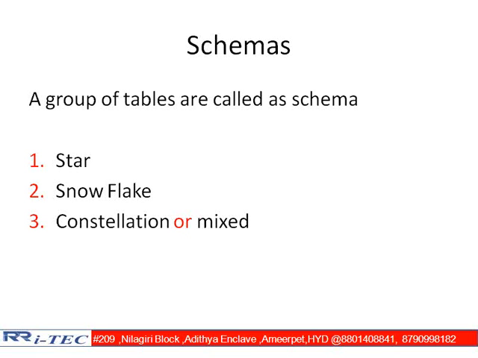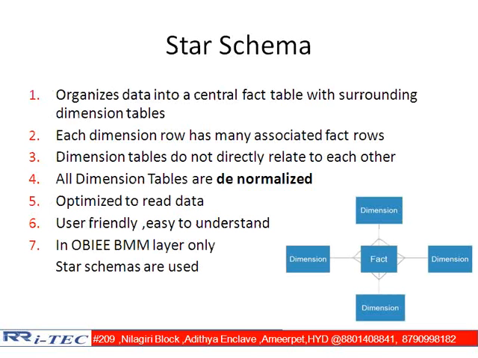These schemas are divided into three types. One is called star schema. The second one is called snowflake schema. The third one is called constellation or mixed schema. Out of these three schemas, the most used one in our data warehouse is star schema. Exclusively in our OBIEE, 100% we will use only star schema. That means no snowflake schema, nothing at all. We'll use only star schemas. Am I clear? Right.